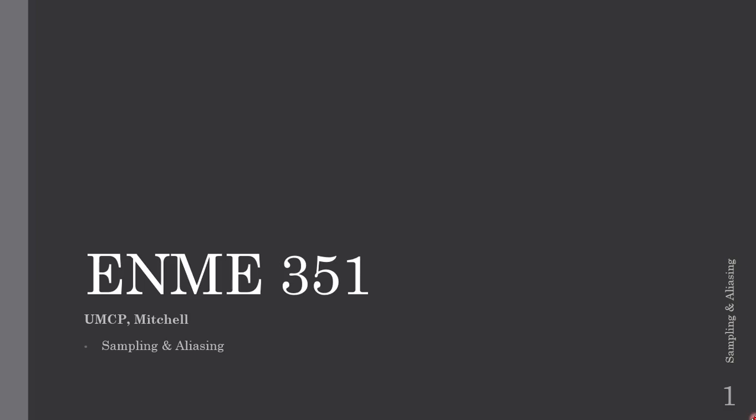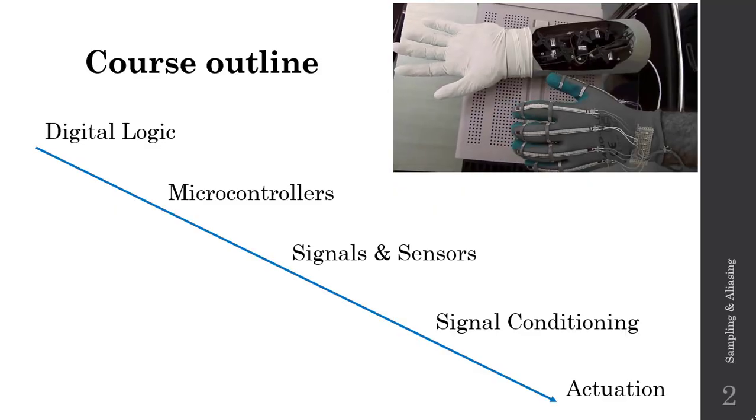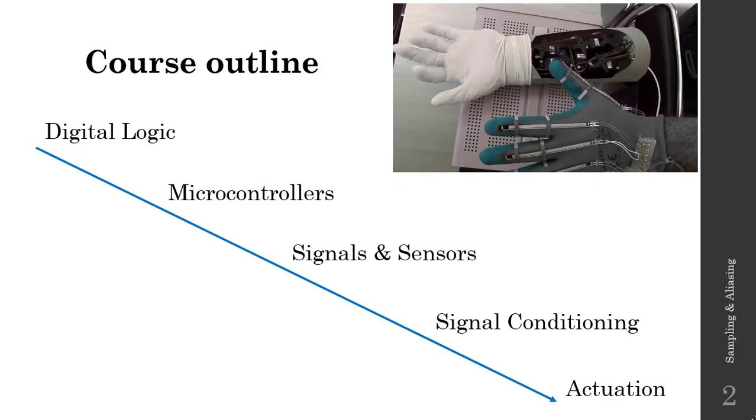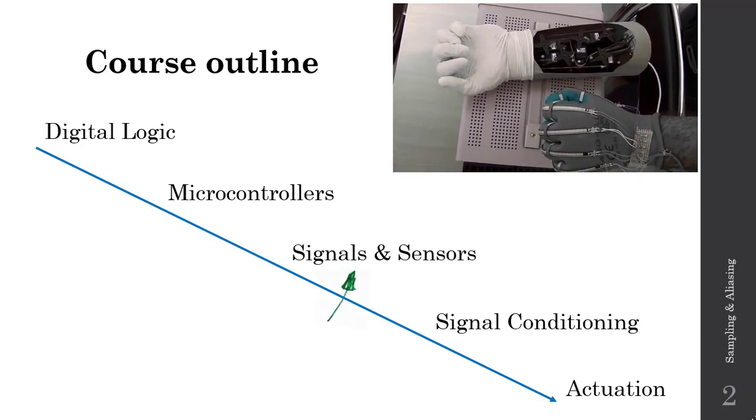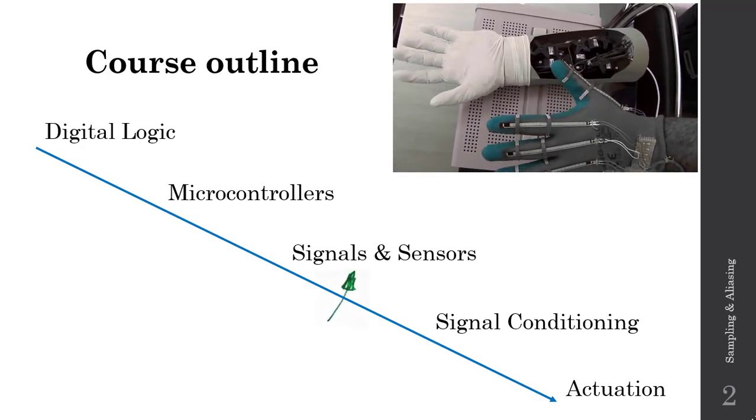Welcome to this ENME 351 lecture on sampling and aliasing. In terms of the course outline, we've discussed digital logic. We're now moving on from microcontrollers, and we're beginning to look at signals and sensors.